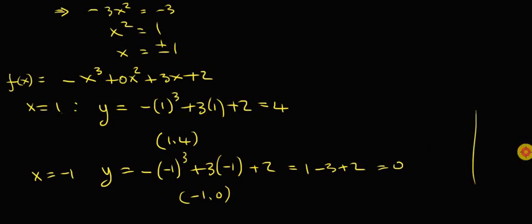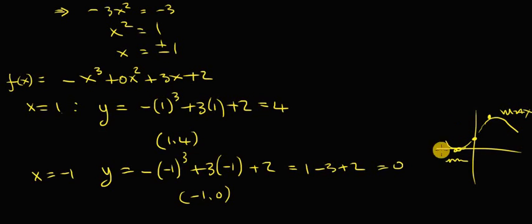So I've got a minus 1, 0 there, and I have a 1, 4 here. So this is the max, and this is the min, as you can see. So it's going to look something like this. Oops, sorry, that's supposed to come down here. Do better than that. This way here. Something like that.